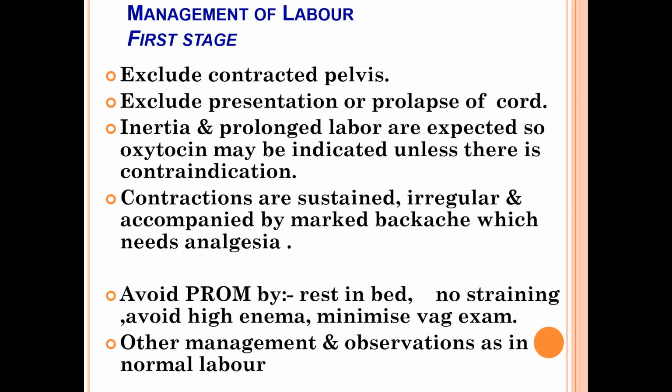Contractions are sustained and irregular, accompanied by marked backache, which needs analgesia. We have to avoid premature rupture of membrane by giving rest, by not straining, avoiding high enema, and minimizing vaginal examination. Other management and observations are as in normal labor. We should be aware that it will lead to delayed engagement. The contraction should be proper. We have to restrict our PV examination and rule out any contracted pelvis and cord presentation or prolapse.